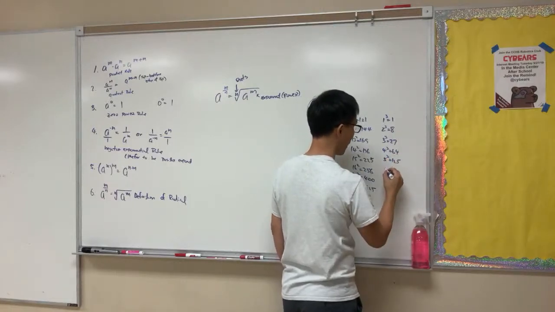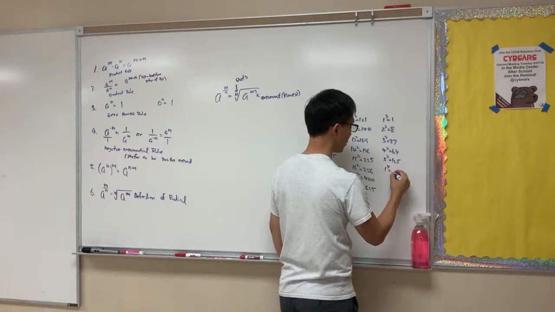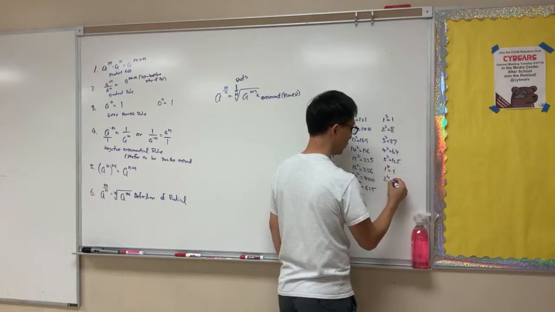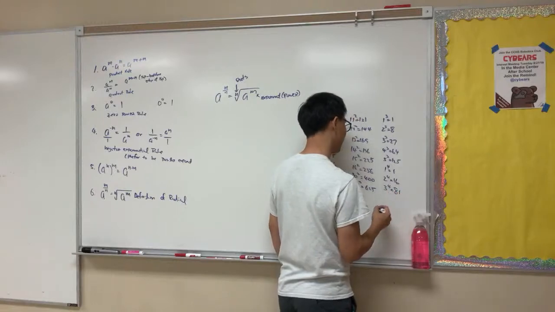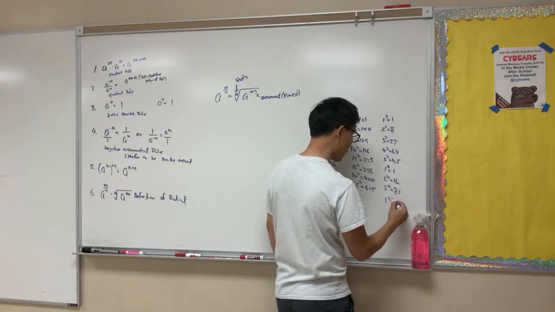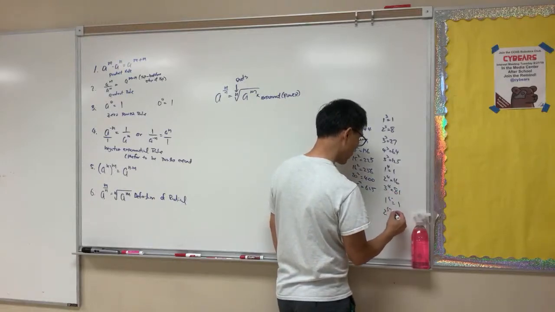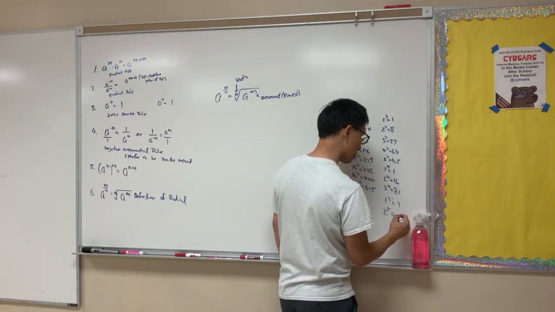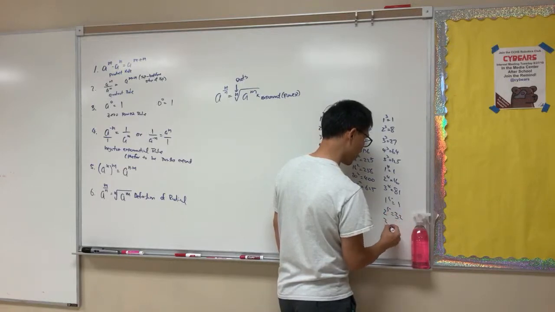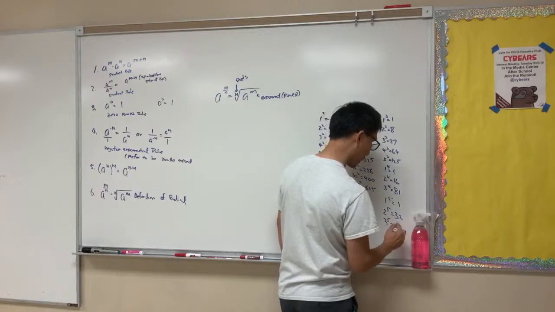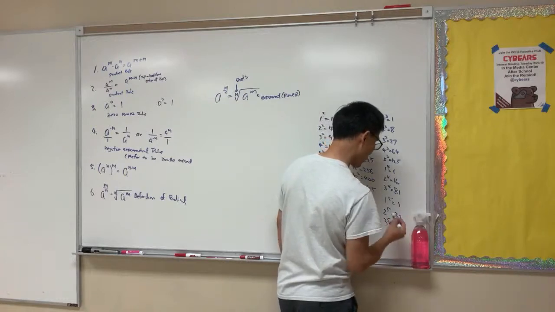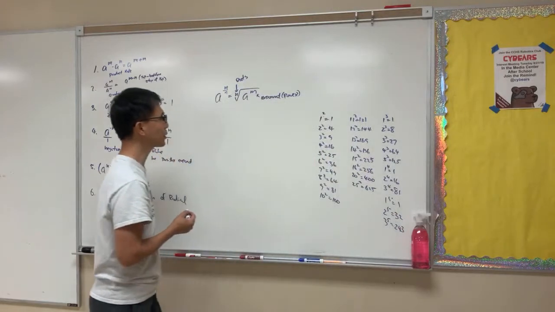Now let's go to the 4th power. 1 to the 4th power is 1. 2 to the 4th power is 16. 3 to the 4th power is 81. 1 to the 5th power is 1. 2 to the 5th power is 32. 3 to the 5th power is 243. I know this number looks really massive, but we're going to use this.